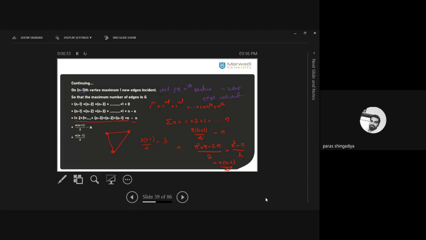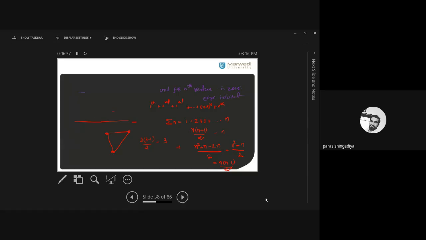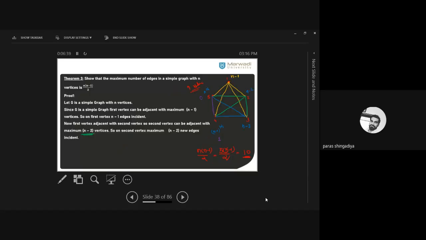Okay, so let us verify this result for this graph. Here we consider 5 vertices. So how many edges have I considered? There are 5 on the boundary and 5 inside. Okay, 10 edges are there, 5 plus 5, 10 edges are there. That is a simple graph.